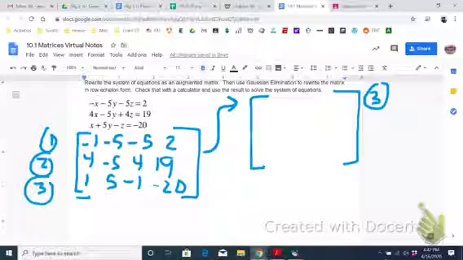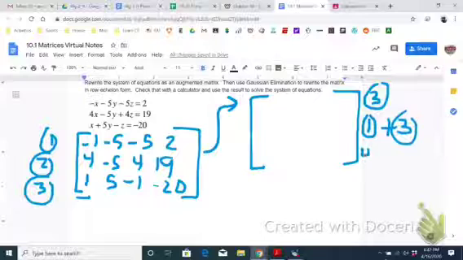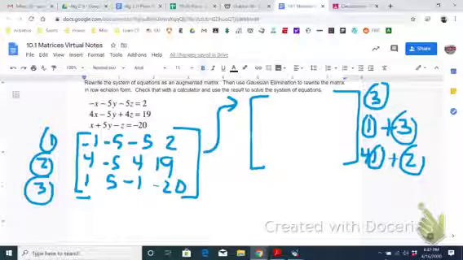Then I'm going to add equation 1 to equation 3 to eliminate this first term here. So 1 plus -1 is 0. And then also take 4 times equation 1 and add it to equation 2, so that I can eliminate this first 4 right here.